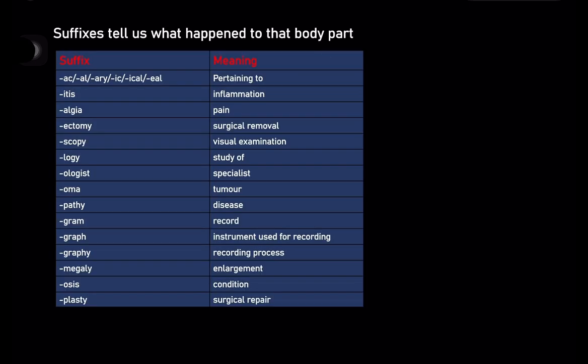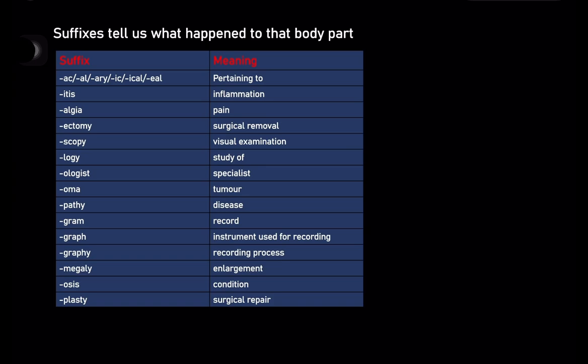And this table gives us some common suffixes that you would come across when you're learning anatomical terminology. So AC, AL, ARY, IC, ICAL, and EAL. If you see these as the suffix of any medical terminology, it simply means pertaining to. Itis, we just learned, means inflammation. Algia refers to pain. Ectomy refers to surgical removal of some part of the body. Then we have scopy, visual examination. We just saw that. Then you have logy, study of.